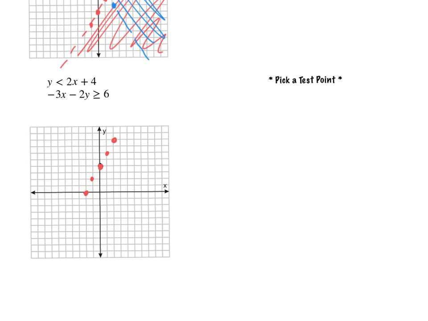I want to do my test point. Does 0, 0 work? Yes, because it's not on the line. So I plug that in and say, is 0 less than 2 times 0 plus 4? And so I have, is 0 less than 4? Yes. And then back one step, because I forgot. Should I have a solid or dashed line here? Dashed.